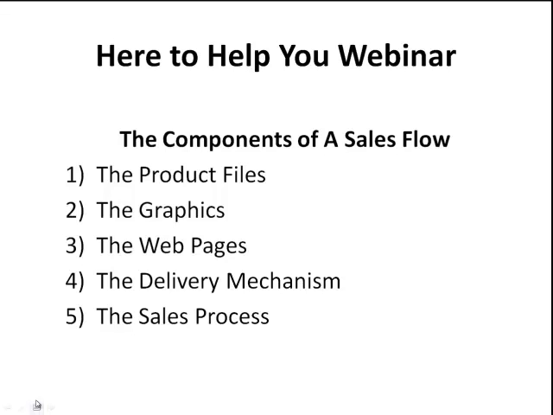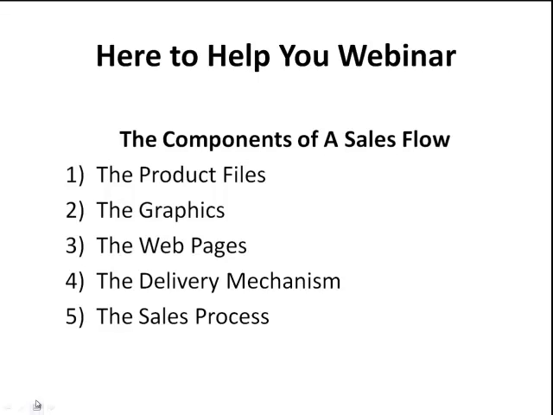So let's talk about the components of a sales flow. This is probably where things should start and what you need to be aware of. Well, first off, you obviously have the product files. These are the actual product that the customer is going to get access to, whether it be something they download, or something they log in through a membership site to access, or software, whatever it might be. There are different types of product files.